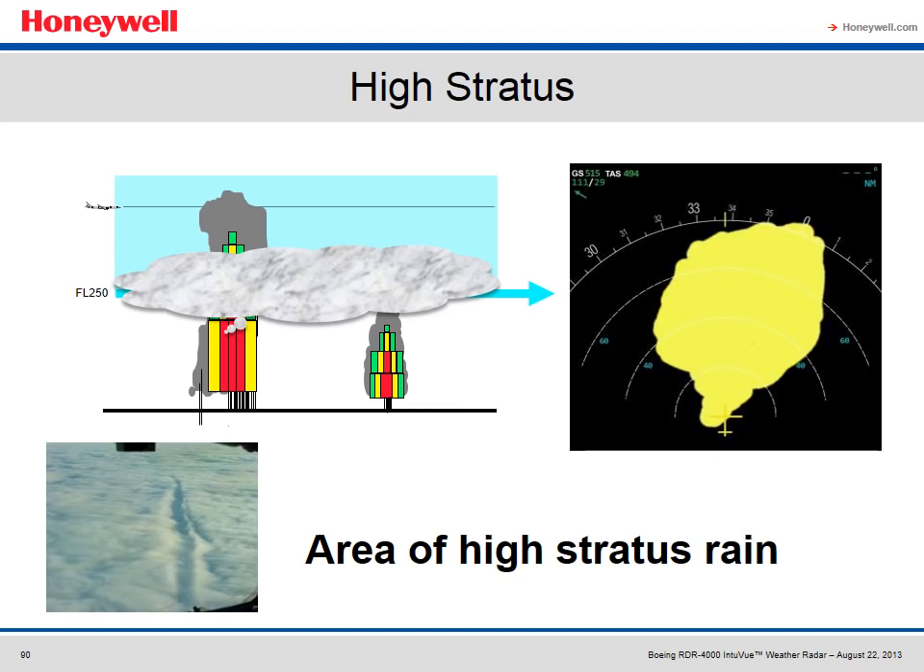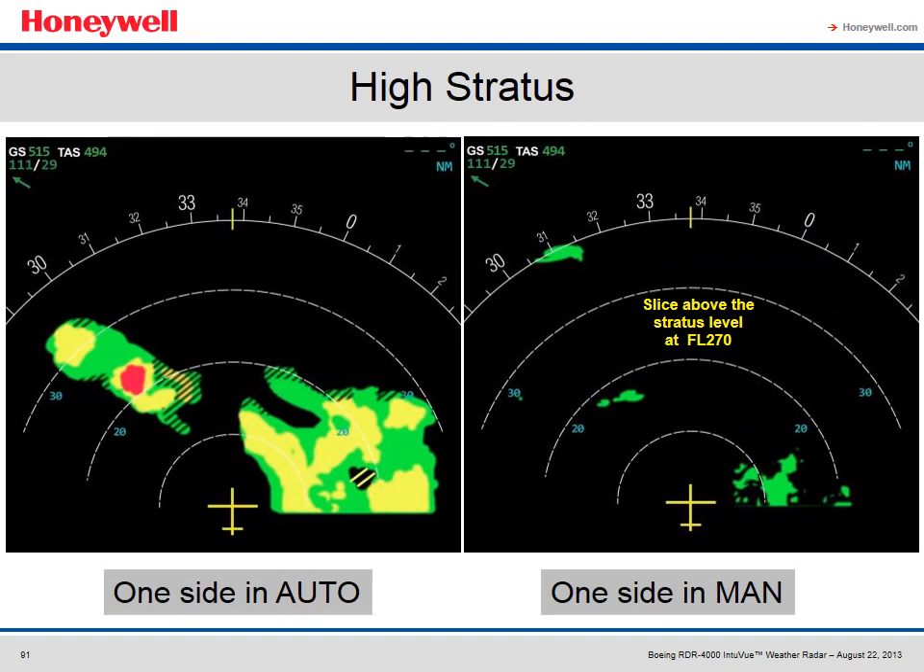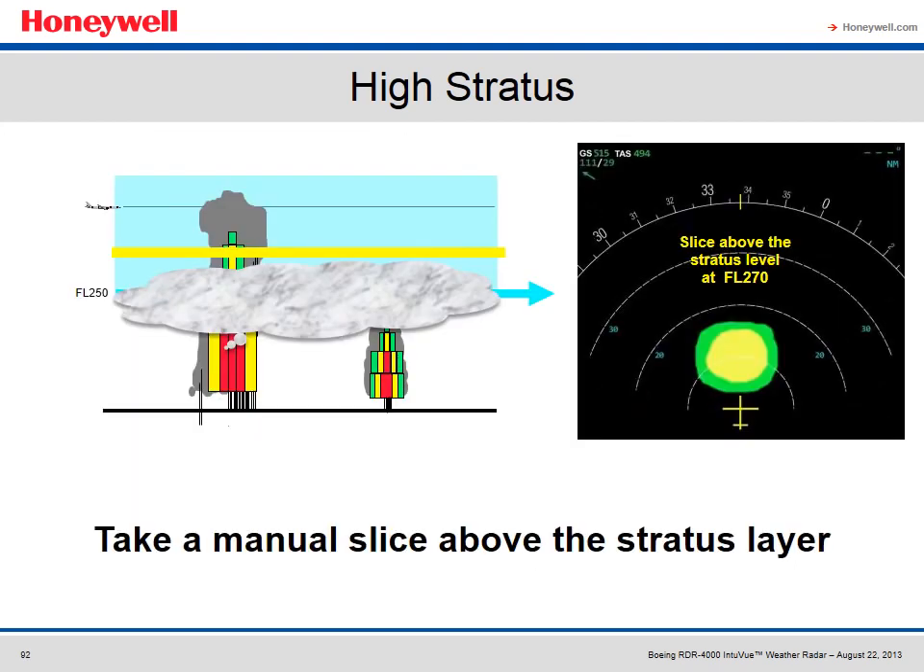An easy way to handle this problem is to have one side in auto mode and the other side in man mode, looking at a constant altitude slice. Then select an altitude slice just above the stratus layer to see any embedded cells within the stratus. So here's the stratus layer, and the yellow line represents an altitude slice above the layer where the embedded cell is now clearly visible.